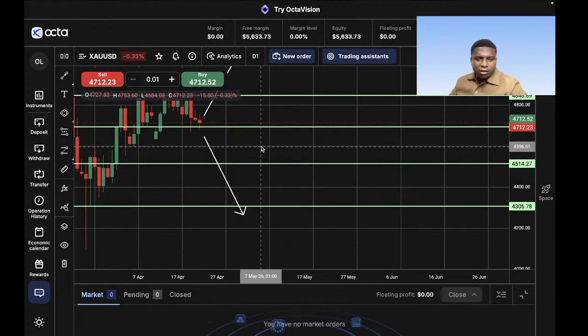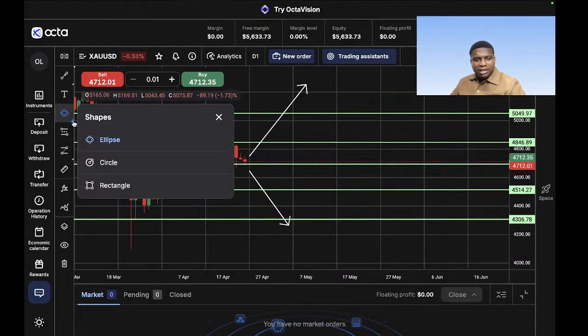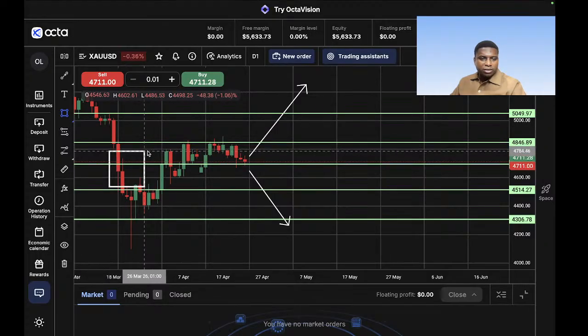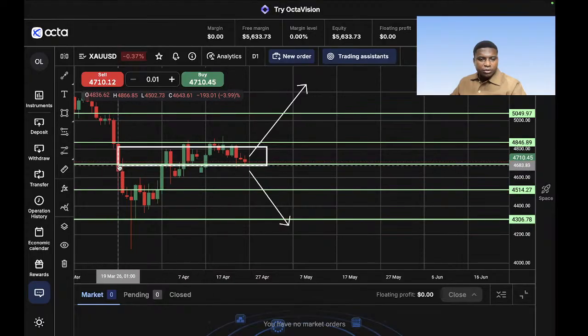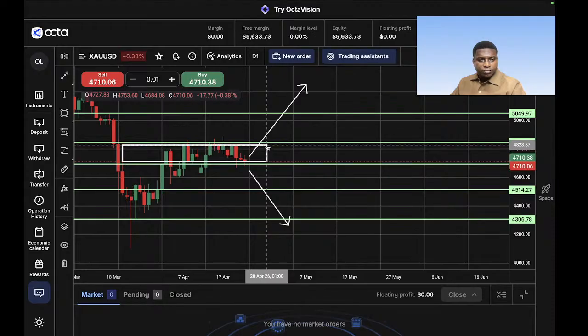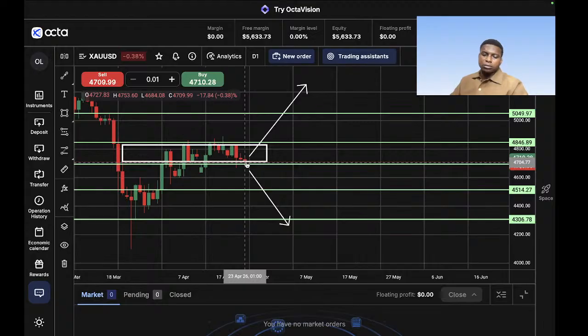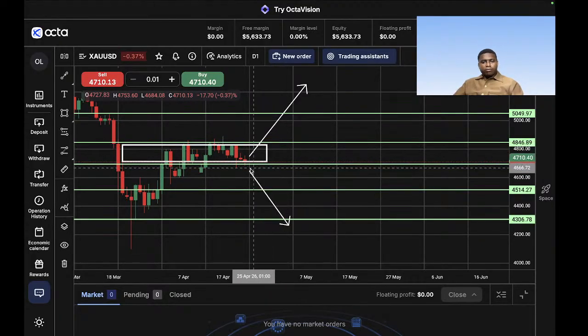So now we can see that we have two directions, either it's going up or it's going down. But we cannot deny that price is currently in a consolidation bar. So you can see this is the consolidation, and price is right here. Now, from the look of things, there is more pressure of price dropping far, like dropping below.